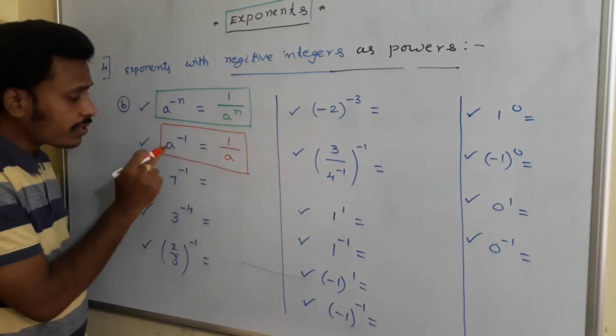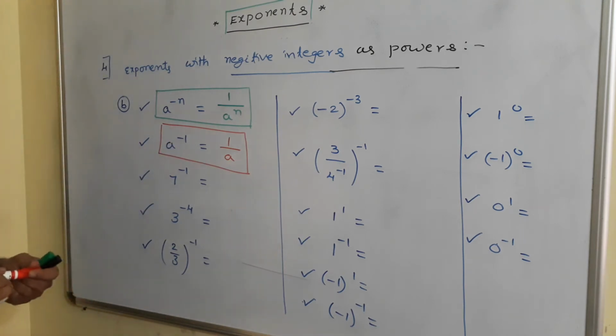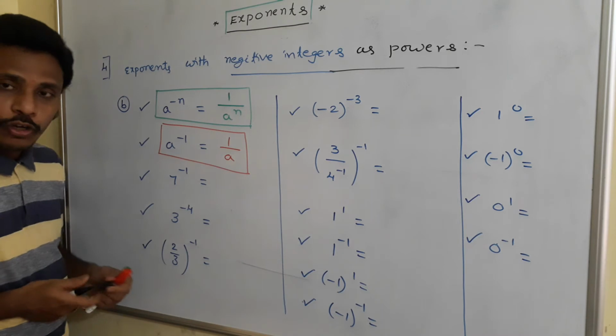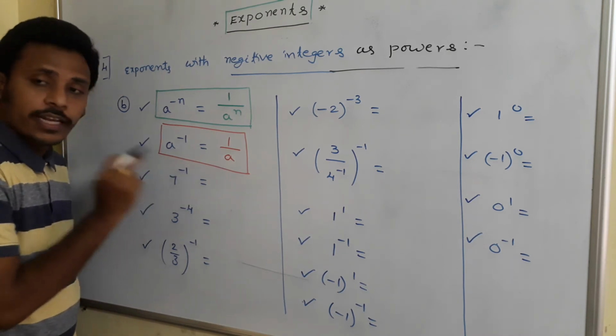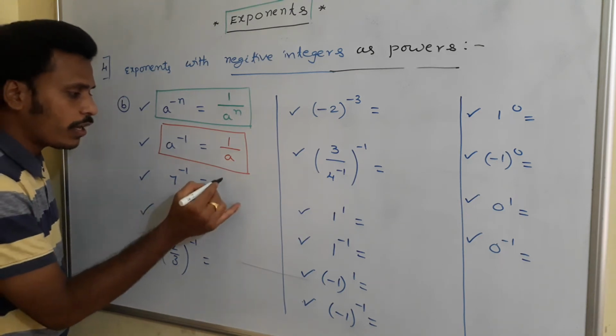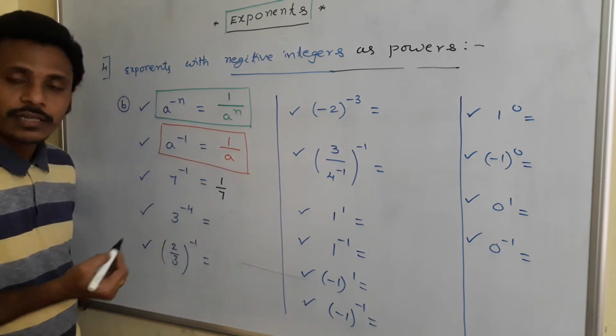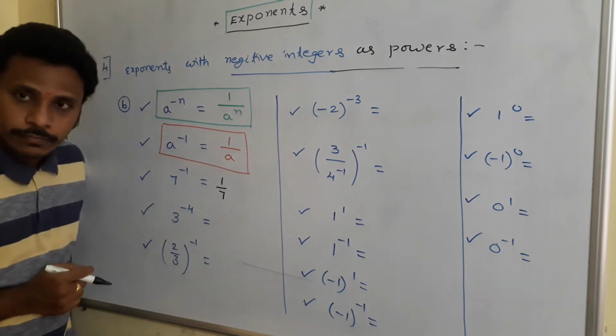So your answer is the reciprocal of this a, 1 by a. With that idea, easily we will answer many questions. Here think about the third one. 7 power minus 1. Power is minus 1. Here 7 is the base. Then your answer is reciprocal of 7, which is 1 by 7. That's it.